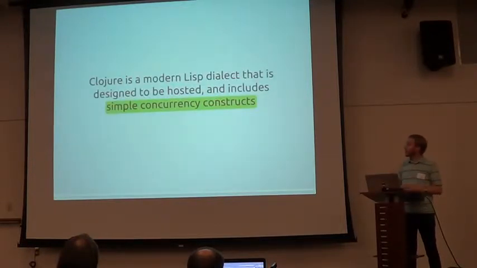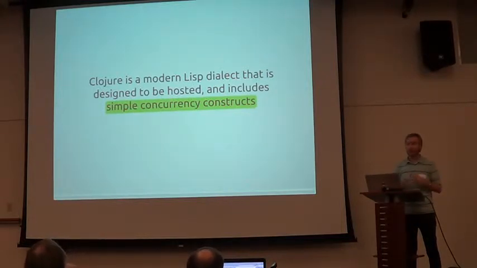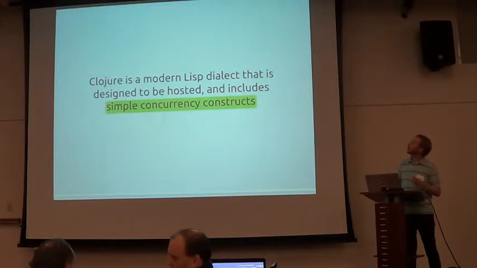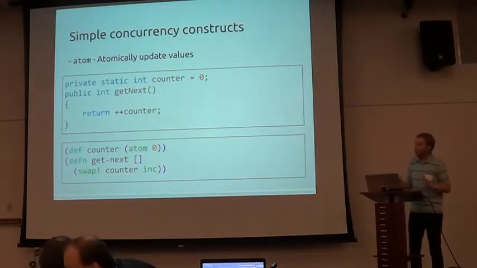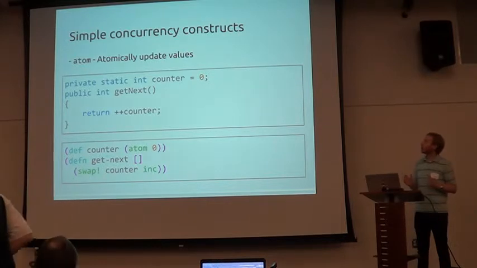So finally, we're going to talk about some of the concurrency constructs in Clojure. Clojure has two main concurrency constructs that make writing multi-threaded code easier. It has atom and ref. And we're going to go into both of those very quickly. So atom is for atomically updating values.